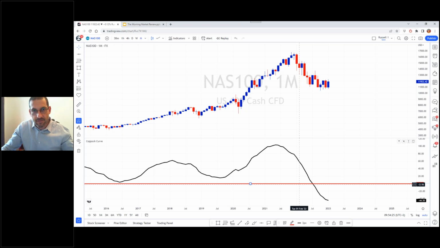Once we are under zero, that's effectively putting the hammer back. Then to pull the trigger, it's got to turn up. So it's starting to show signs of turning up. We're not quite there yet.